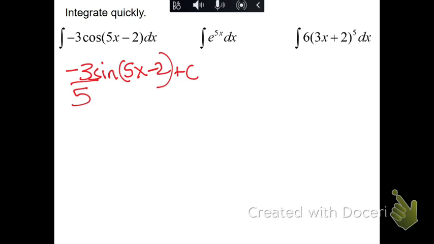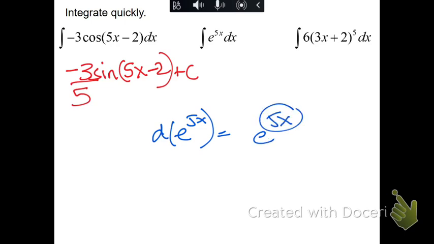Okay, the next one, the derivative of e to the 5x, if it was derivatives, the derivative would be e to the 5x times the derivative of 5x, so times 5. So when we integrate, we do the opposite, divide by the derivative of the inside. So this would be e to the 5x divided by the derivative of 5x, which is 5, plus c. Okay, the last one looks easy.